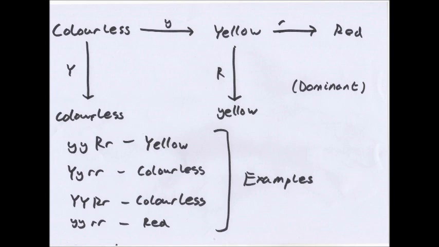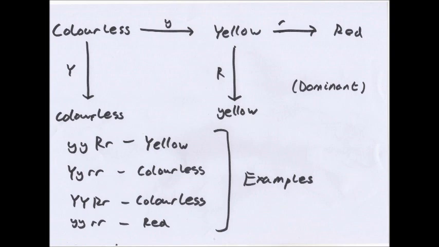First time, little y, little y, big R, little r was colourless because it had double recessive, so it must have stayed colourless. But on dominant, it actually goes on to yellow, and then has one big R, so it stays as yellow. Now, second example, big Y, little y, little r. Last time it was yellow, but this time since it's got one big Y, it's colourless. Then big Y, big R, little r is colourless again because it's got one dominant Y. Then the only way to make it red is little y, little y, little r, little r. That makes it red.